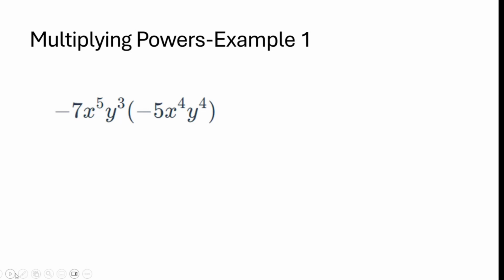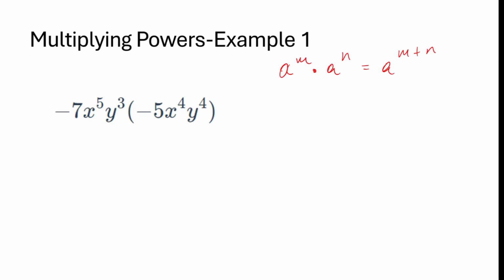So for this first example, we're multiplying powers. And how do we multiply powers? We just need to remember a few basic rules. If I'm multiplying a to the m times a to the n, this is going to be a to the m plus n. So we're simply adding the exponents if we're multiplying.